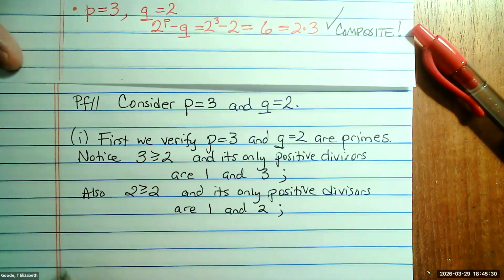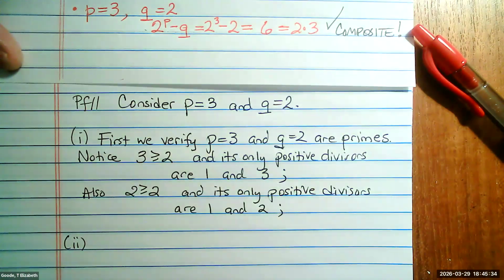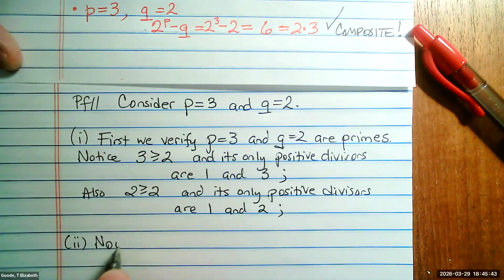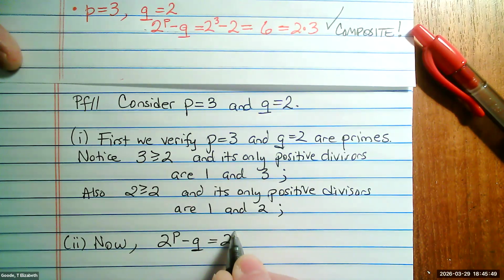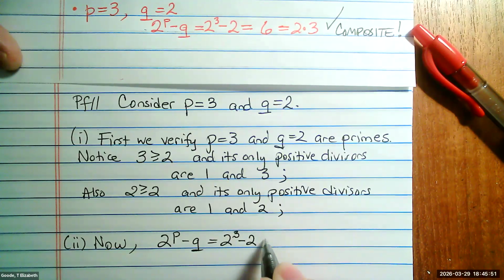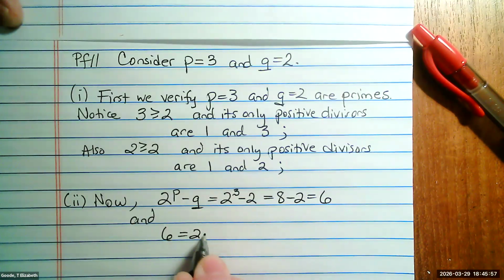And now for part 2, we just show this and we make sure that we address all parts of the definition of composite. All right, now 2 to the p minus q equals 2 cubed minus 2 equals 8 minus 2 equals 6. And here we go, 6 equals 2 times 3.